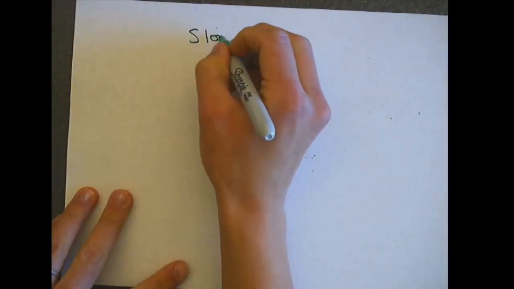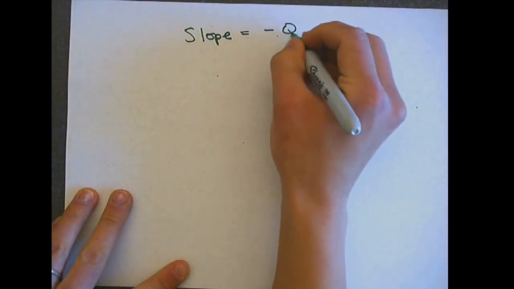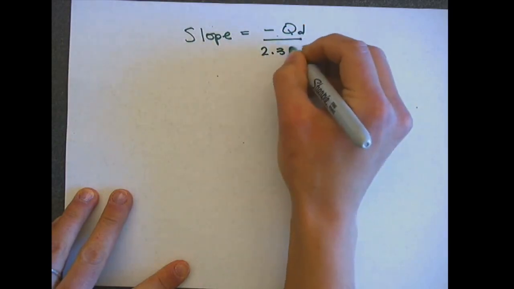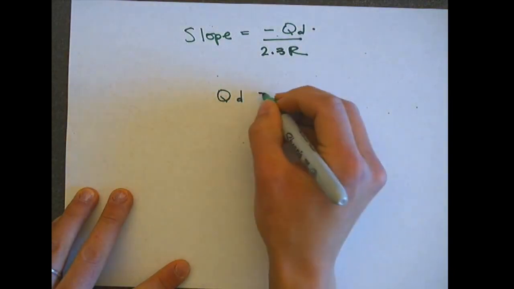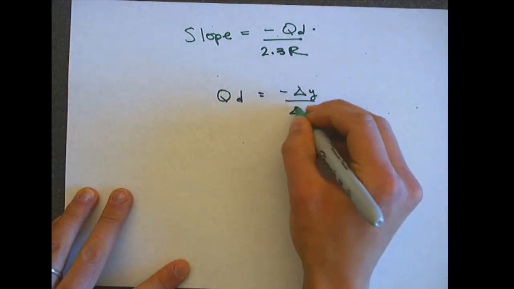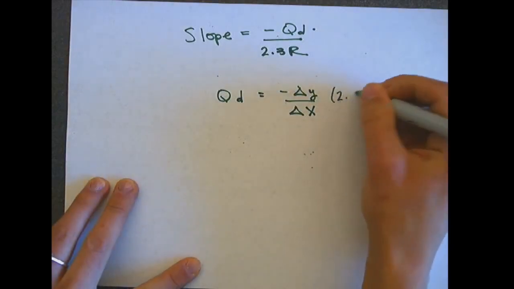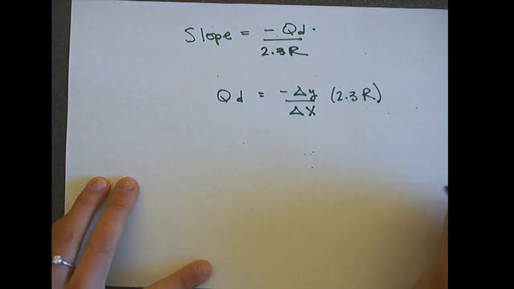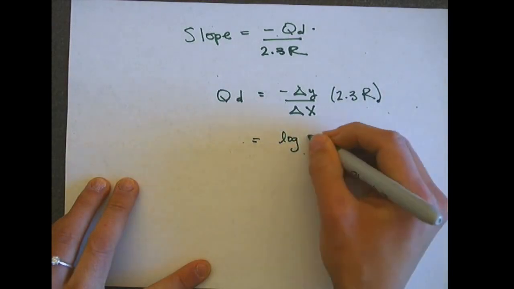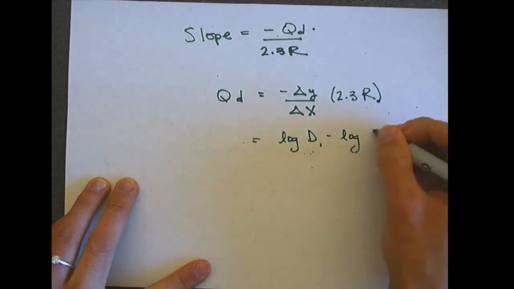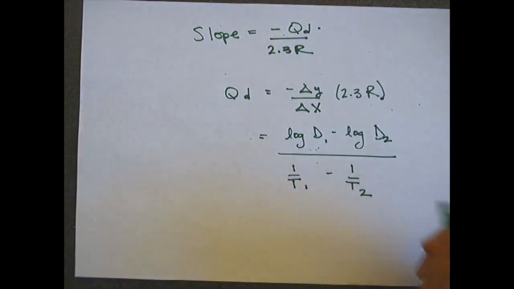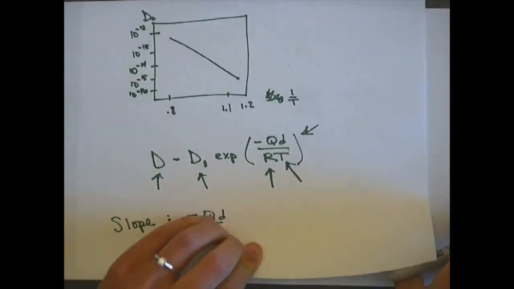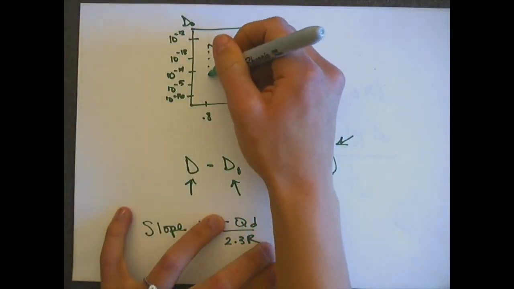So from our linear equation, we know that the slope is equal to the negative Q_d over 2.3R. Now, we know that Q_d is our activation energy. We can solve for Q_d by saying the slope is the change in y over change in x. So here I'm just algebraically solving for Q_d using what we know a slope is. The change in y is going to be log D1 minus log D2, and the change in x is going to be the difference in our reciprocal temperatures. Now we got those from our graph.